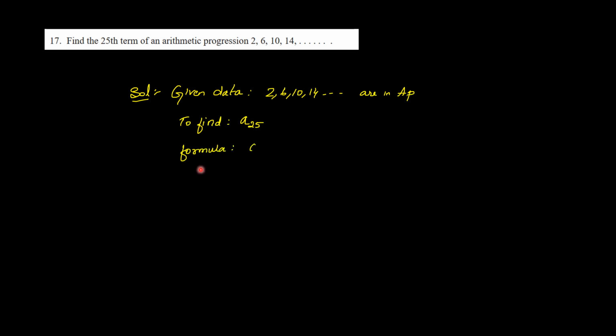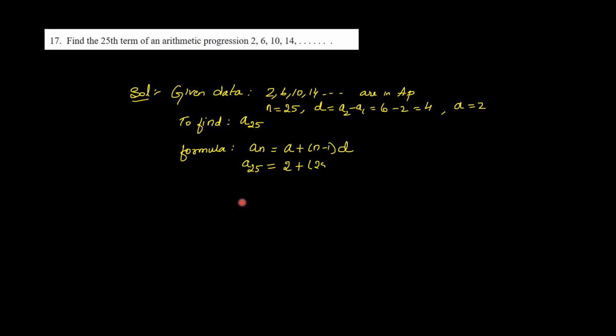So what is the formula? An is equal to a plus (n minus 1) into d. N they have given is 25 and d is a2 minus a1, 6 minus 2 is 4, and a is 2. Just substitute the values and simplify. So a25 is equal to 2 plus (25 minus 1) is 24 into 4... 2 plus 96. A25 is equal to 50.